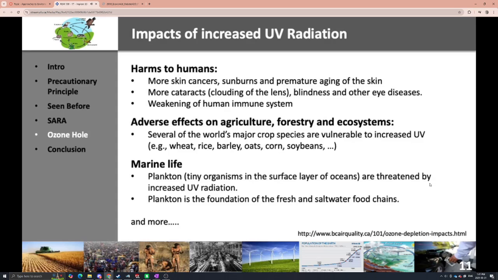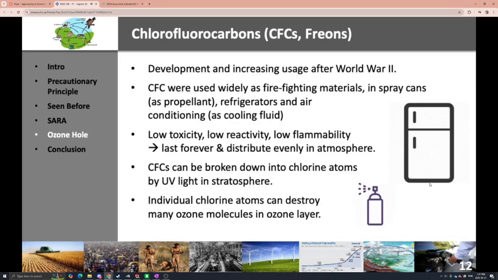Now, why was the concentration of ozone decreasing over the Antarctic every spring? It turns out that the culprit for this observed decline was a new set of chemicals that was developed after World War II. Chlorofluorocarbons, known as CFCs, or Freon, are a really handy set of synthetic volatile compounds that are non-toxic and don't really react with any other chemicals. And they're not very flammable. This means that CFCs are extremely stable, and as a consequence, they were widely used in firefighting materials, in spray cans as propellants, and in refrigerators and air conditioners as cooling fluid.